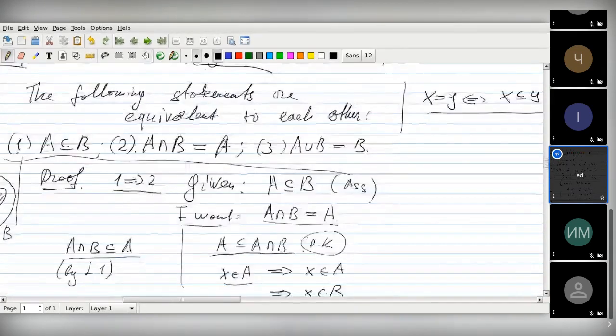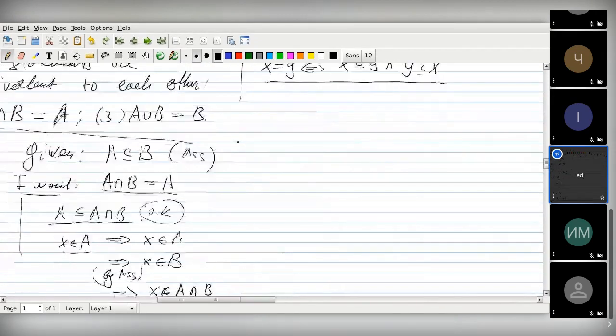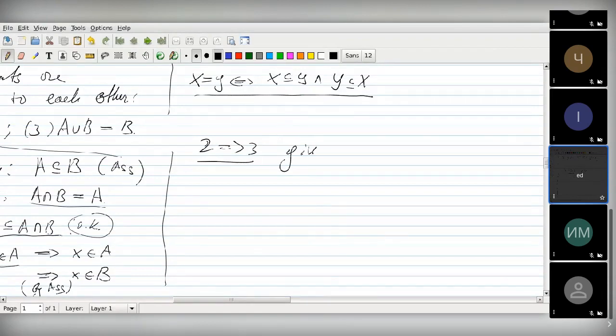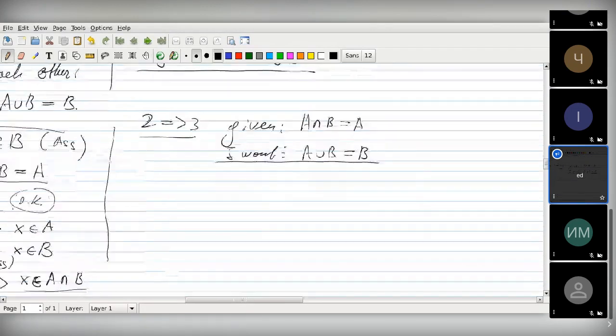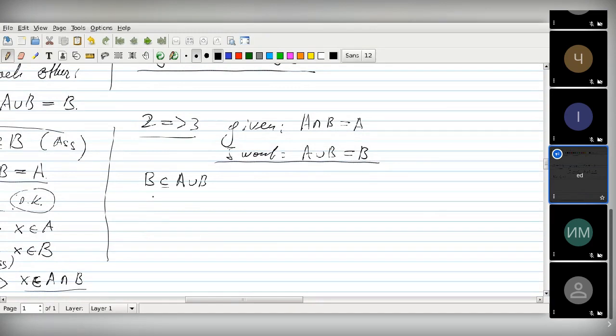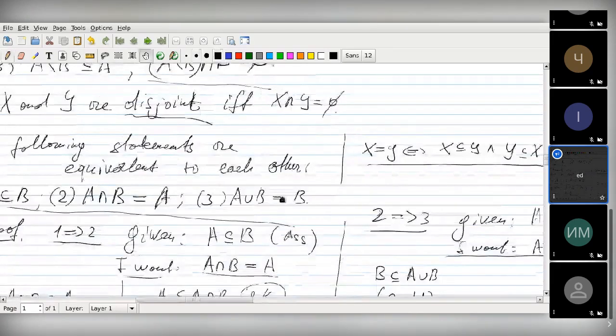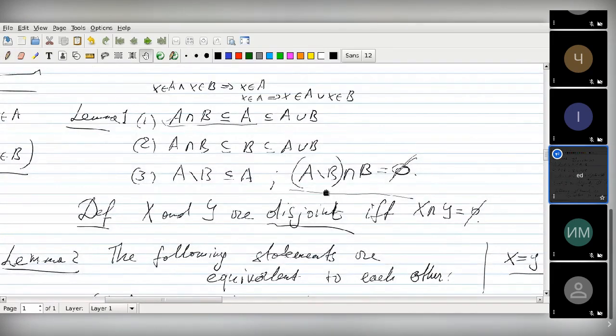The second one. From the second, derive the third one. From 2 follows 3. Assume that I am given the following fact: the intersection equals A, and I want to obtain that the union equals B. How is it possible to obtain this result? As usual, the inclusion B is included into the union follows from lemma 1.